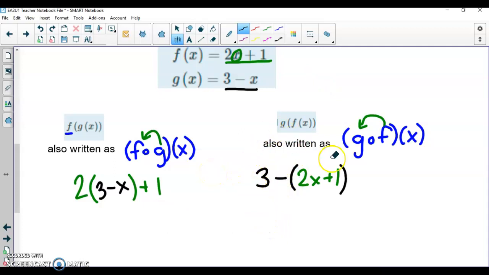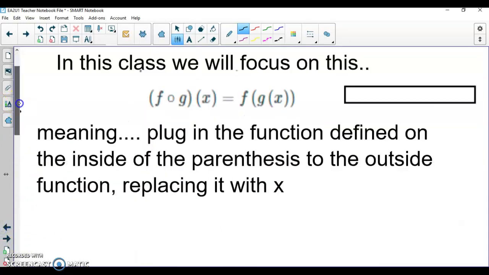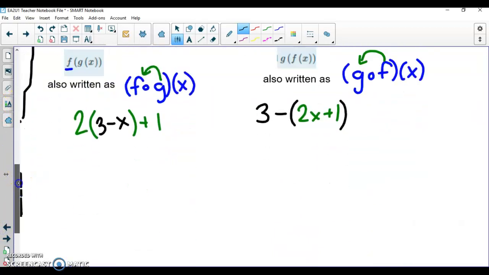So this is how you plug the actual functions in or substitute them in. After this, this is the same math that we've been doing the whole time. You distribute first, you combine like terms. Want to do one more quick one with you.